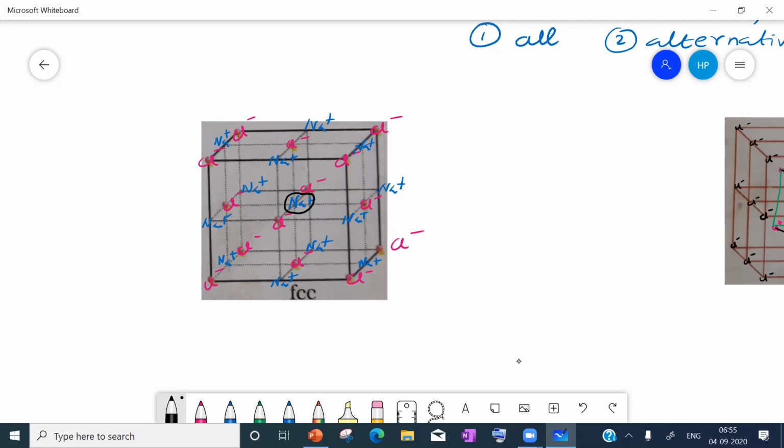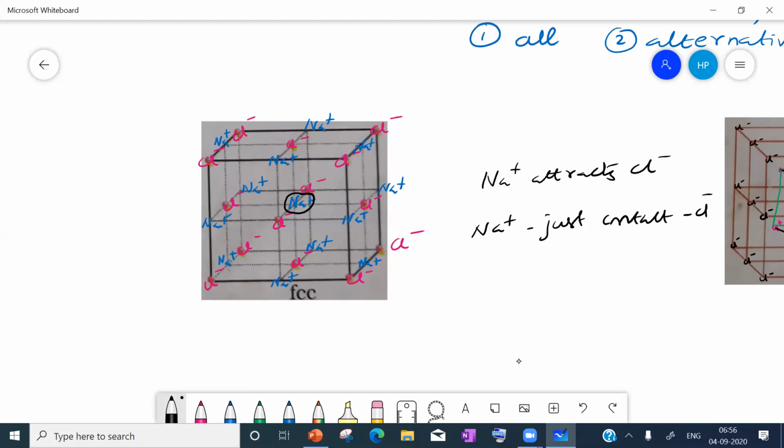What does it indicate? That Na+ attracts Cl minus. Na+ attracts Cl minus in the sense that Na+ should be just in contact with Cl minus. Attraction means what? Just in contact. So Na+ is just in contact, which means a stable system.